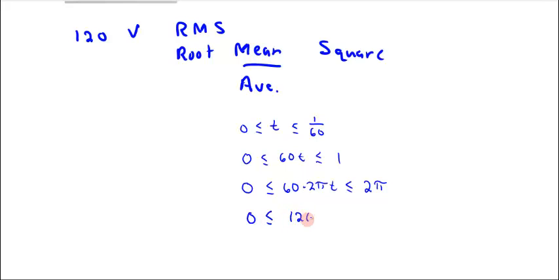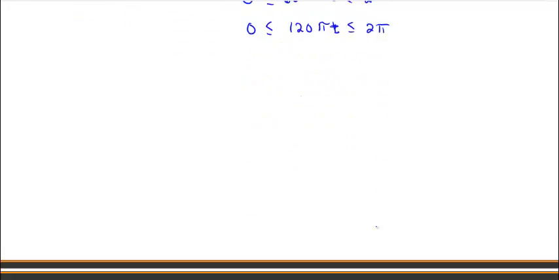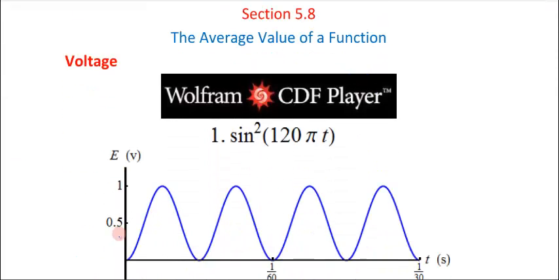Of course, we can write that another way. That would be 120 pi t will go from 0 to 2 pi. And just think of it for a second. When t is equal to 0, this expression is 0. When t is equal to 1 over 60, 60 will cancel with 120, leaving 2 pi. And so we'll finish a period of sine. And I'm just going to call the amplitude right now 1, okay? And so we looked at sine squared.